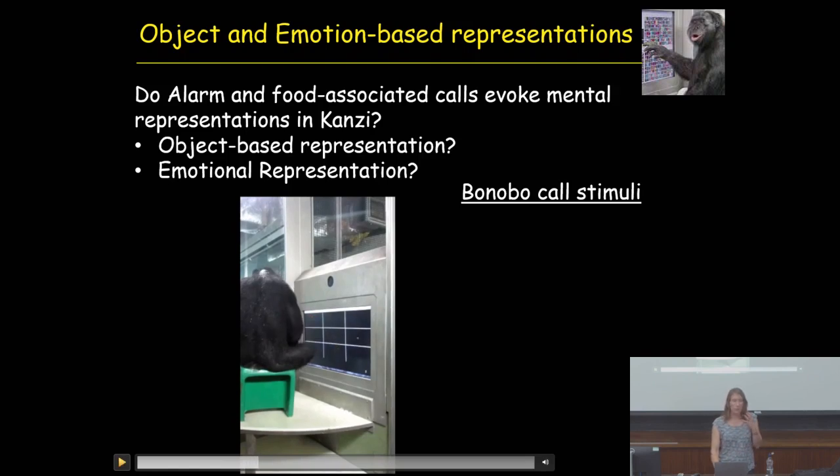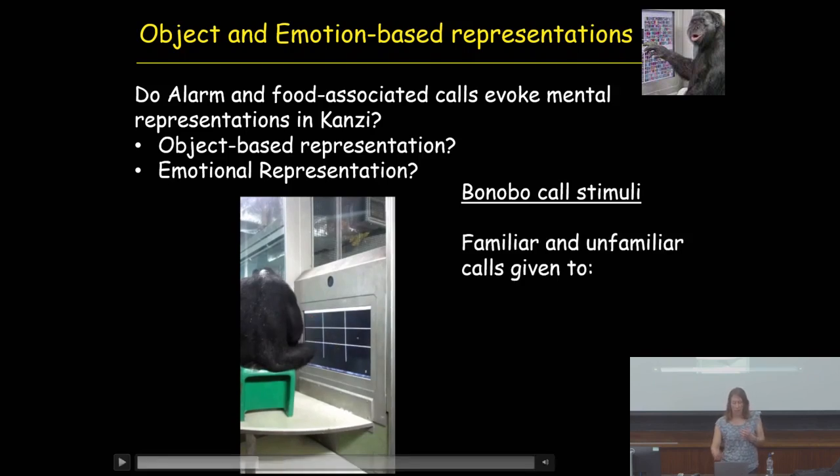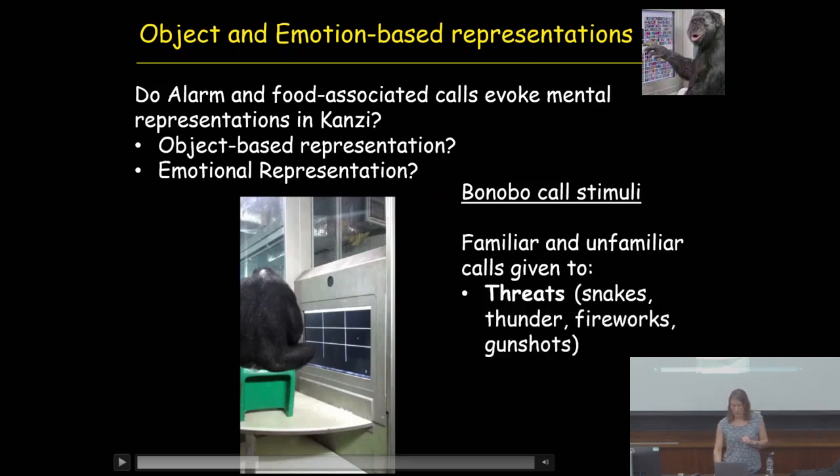So in terms of the stimuli that we gave him, we used calls from individuals that he lived with in the group where we'd recorded them, but also unfamiliar individuals that lived in the wild that he'd never had contact with. And they were all calls given either to threats, so that could have been snakes, thunder, fireworks or gunshots, and then calls given by those same individuals to food. And we gave him just single calls in the first iteration of what we did.